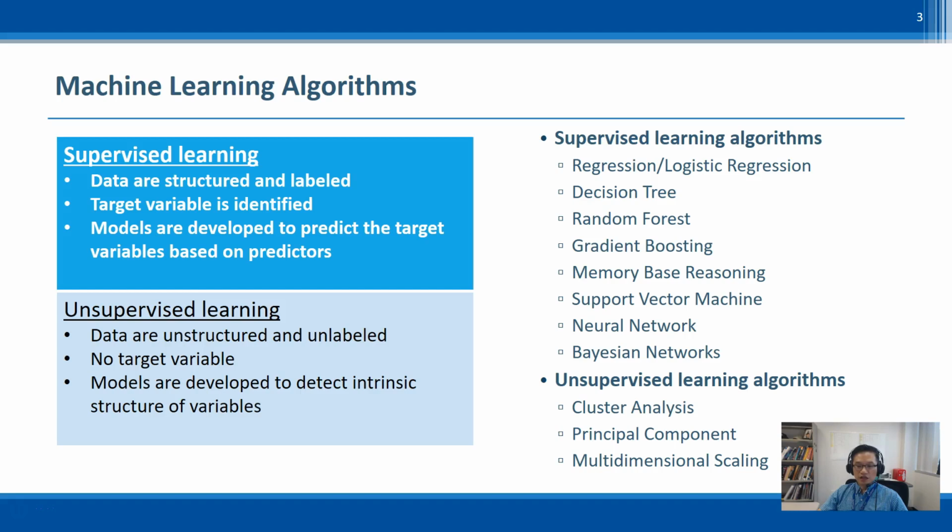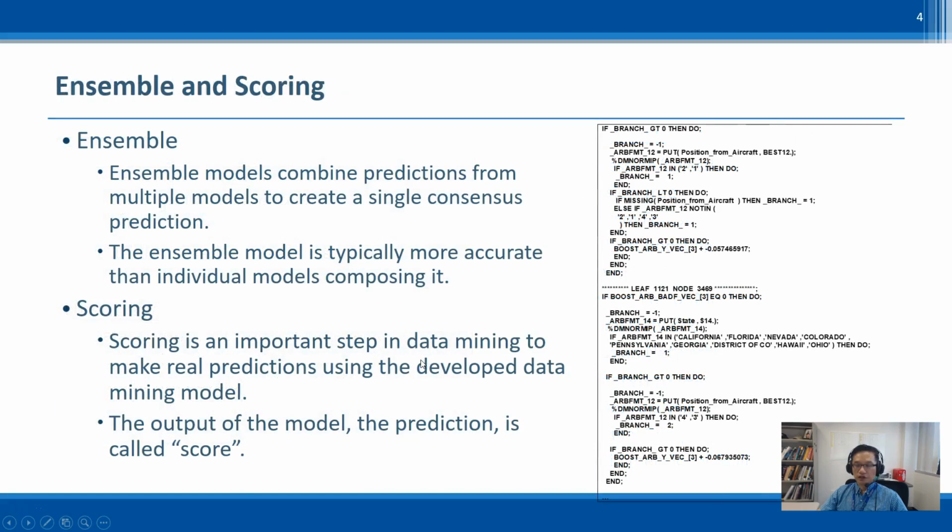In data mining, there are two important approaches that are worthy of mentioning. The first one is ensemble. Ensemble models combine predictions from multiple models to create a single consensus prediction. This is a common practice in data mining, and when individual models disagree with each other, the ensemble model is typically more accurate than individual models composing it.